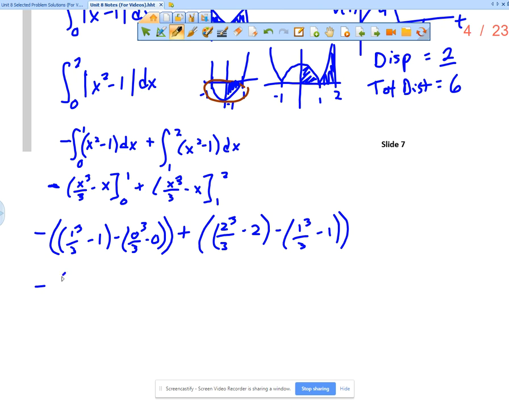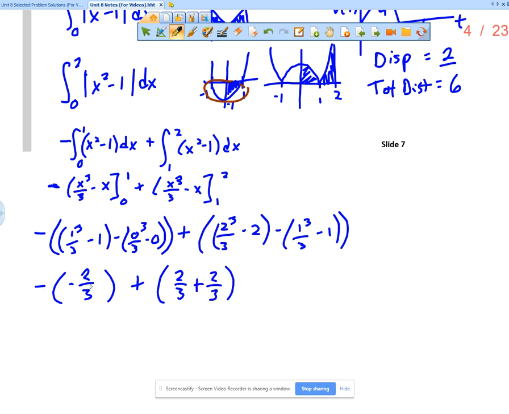So I'm going to keep the negative on the outside. All right, I've got 1 cubed over 3 is 1/3 minus 1. So subtracting 1 is like subtracting 3/3. So this is negative 2/3, right? And then, of course, minus 0. All right, plus, now this one, 2 cubed over 3, that's 8/3 minus 2, that would be like minus 6/3, so that'd be 2/3, and then minus 1 cubed over 3, which is 1/3 minus 1, which is minus 3/3, so 1/3 minus 3/3 is negative 2/3, but I'm subtracting it, so it's like adding 2/3.